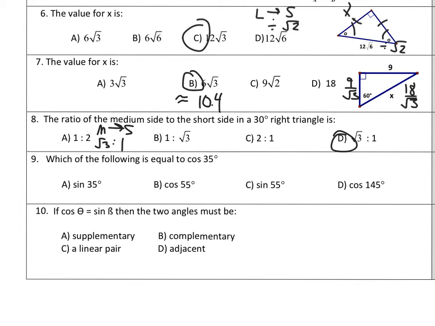Number 9, which of the following is equal to the cosine of 35? The key here is that the cosine of the angle plus the sine of the angle has to add up to 90 degrees. They have to be complementary. So if the cosine is 35, then the sine would have to be 55. That's because 35 plus the 55 is 90.